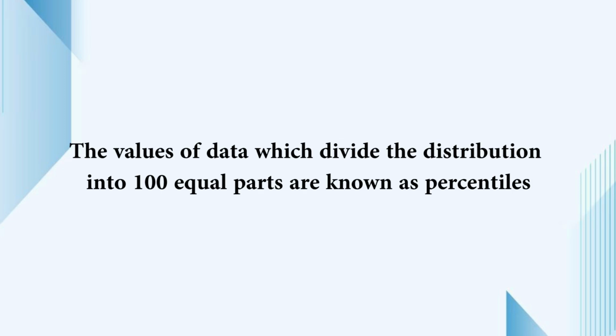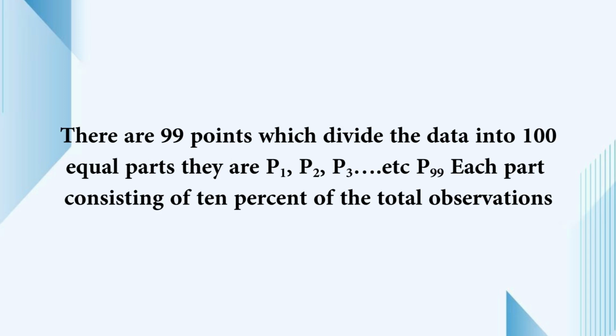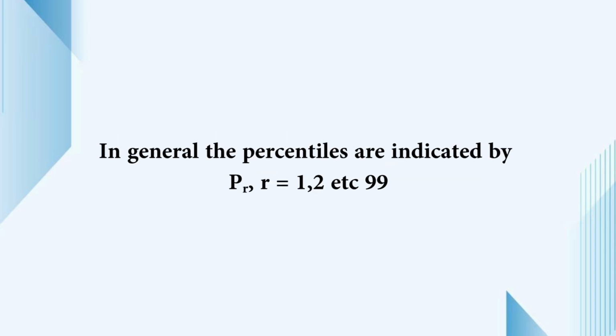Percentiles. The values of data which divide the distribution into 100 equal parts are known as percentiles. There are 99 points which divide the data into 100 equal parts. They are P1, P2, P3, etc., P99. Each part consisting of 1% of the total observations. In general, the percentiles are indicated by Pr, r is equal to 1, 2, etc., 99.